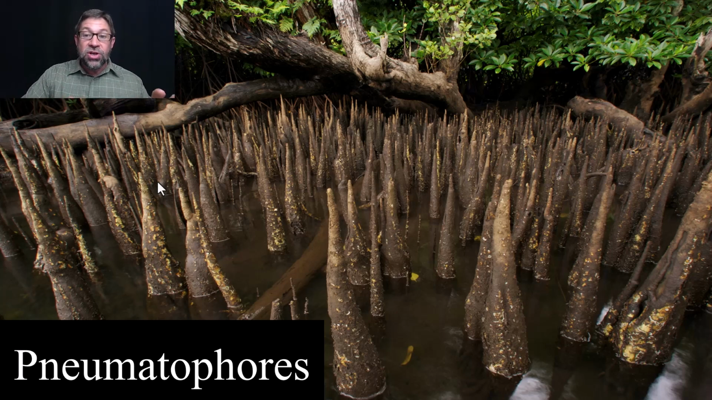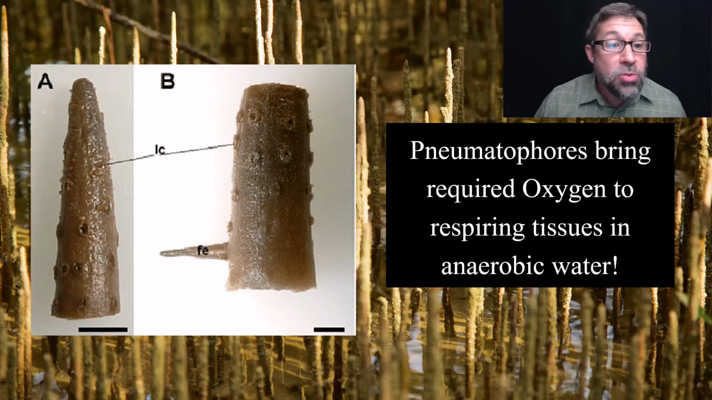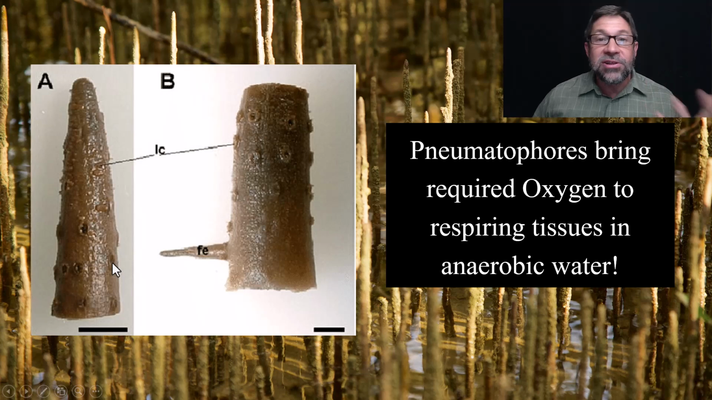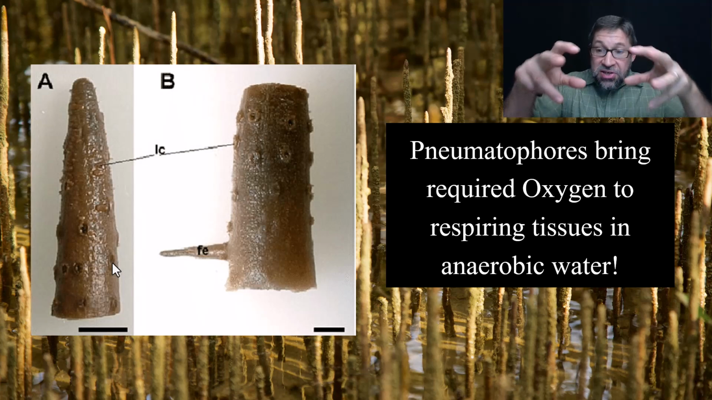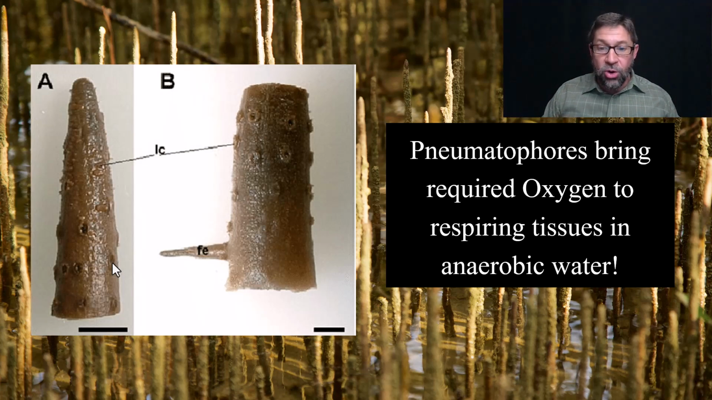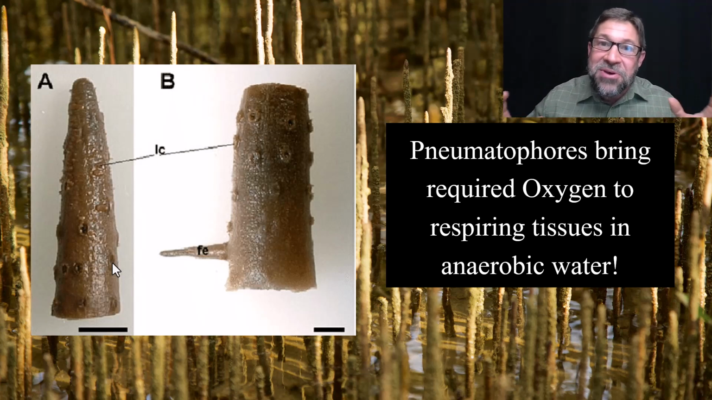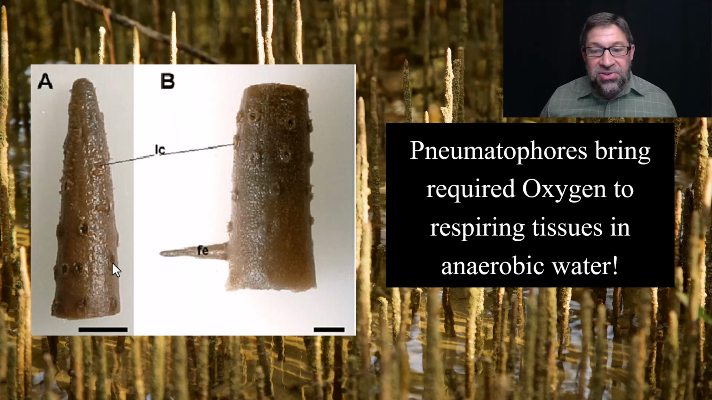Hence, the evolution of the pneumatophores in anaerobic mangrove swamps. These are modified roots that are used to facilitate gas exchange. If we look more closely, the pneumatophore roots are lined with tiny pores that are going to funnel oxygen down to those respiring mangrove roots in that anaerobic swamp. Think about that. Roots have been modified to essentially serve as a respiratory system in these plants.